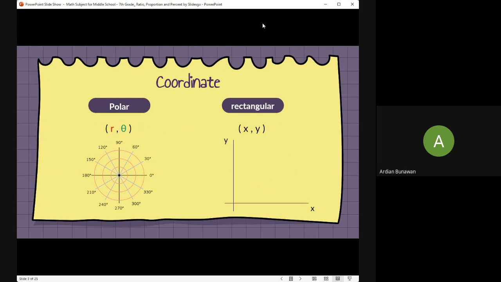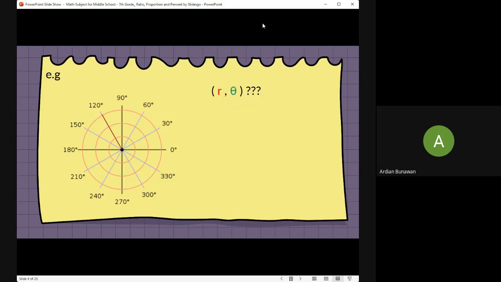This is the difference between polar and rectangular. In polar we use r and theta, while in rectangular we use the x-axis and y-axis. For example, for this one, we just need to see that there's a circle of 3, so r is 3 and theta is 120 degrees, or we could write it as 2/3 pi.